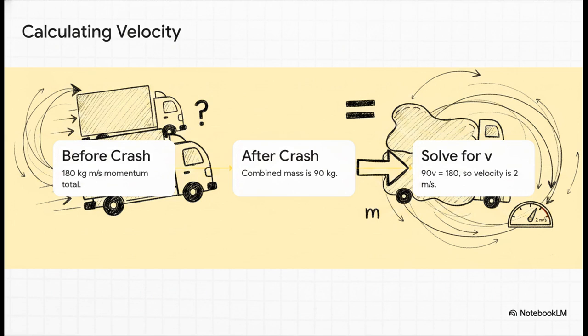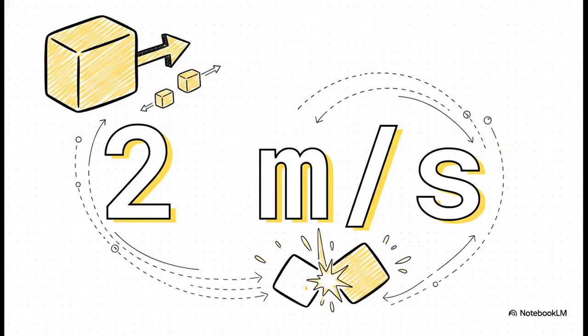Step 2, momentum after. They stuck together, right? So we add their masses. 60 plus 30 is 90 kilograms. We multiply that by our unknown velocity, v, giving us 90v. Step 3, because momentum is perfectly conserved, we literally just set them equal to each other. 90v equals 180. Divide both sides by 90, and boom, 2 meters per second. That combined 90 kilogram mass moves off at exactly 2 meters per second. The math is just so elegant, and it proves the rule perfectly every single time.